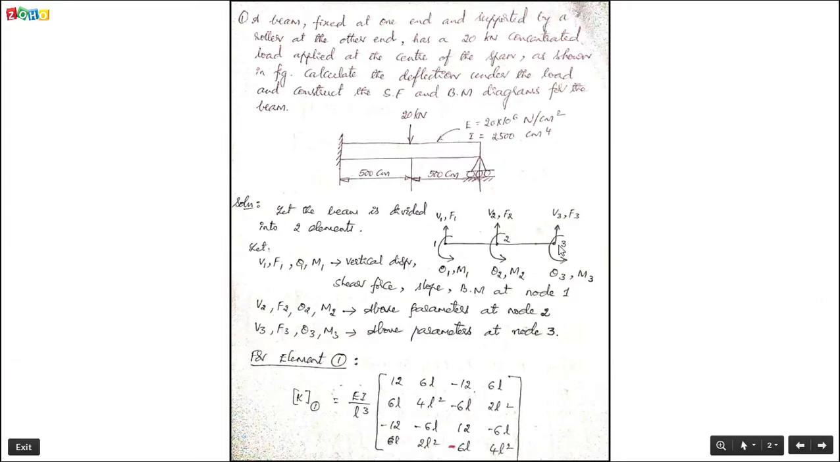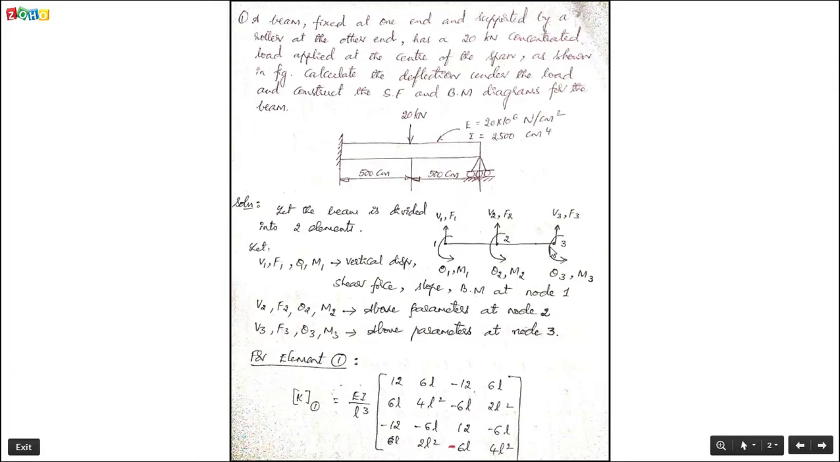You can remember an important point here. In the beam we have three nodes. Every node has vertical displacement and slope, that is the rotation, and shear force and bending moment. These four parameters act at a particular node. Here at the second node, vertical displacement, rotation of the beam, that is slope, shear force, and bending moment. So every node has four parameters acting at that particular node.